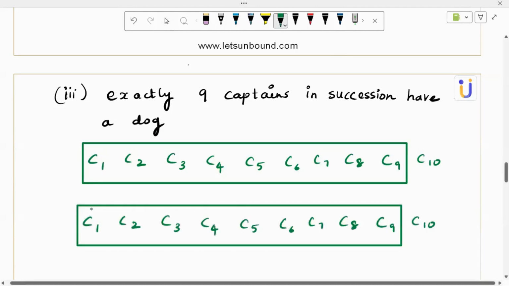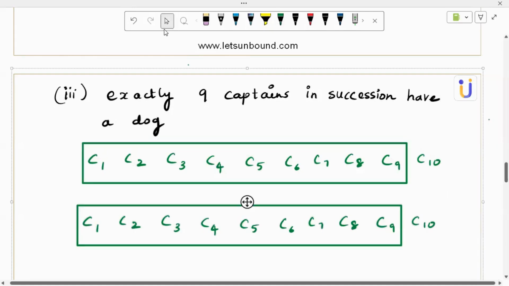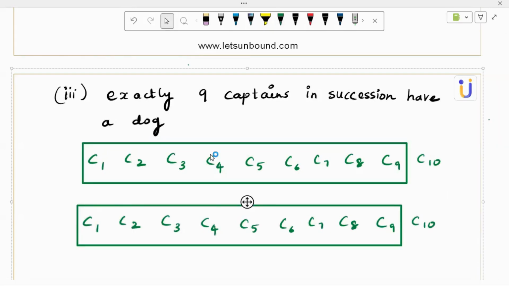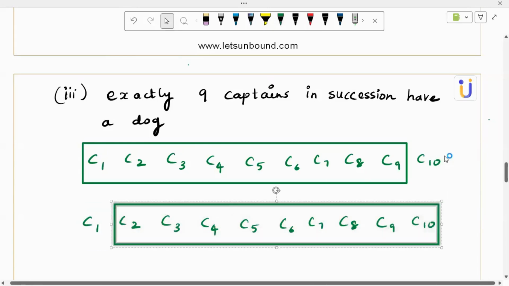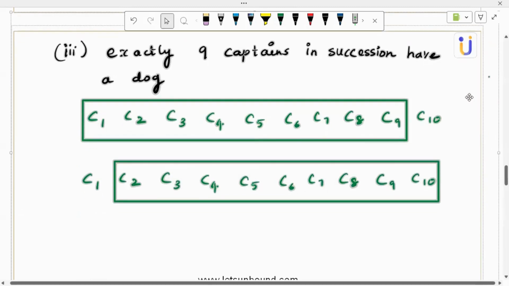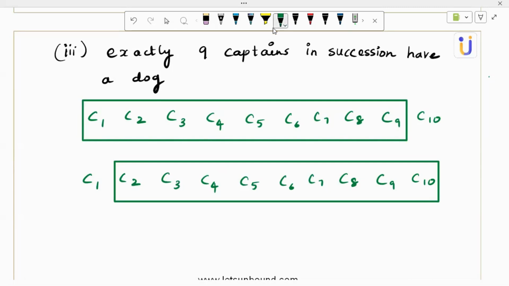Otherwise, from the second captain, the first captain doesn't have a dog. We can think in that way. From the second captain till the 10th captain might have a dog. So these are the 2 combinations. Is any other combination possible? Let's imagine from the 3rd captain till the 10th captain will have a dog. Yes, it can be possible, but that doesn't count 9 captains. It will have 8. So that's the problem. Only 2 combinations possible. Now, how to calculate?